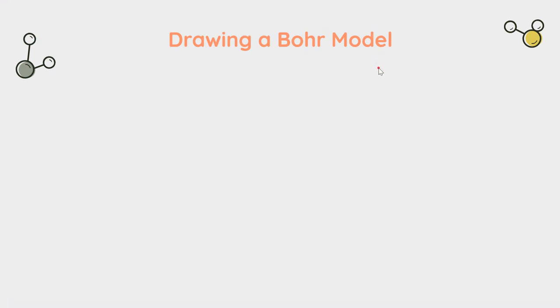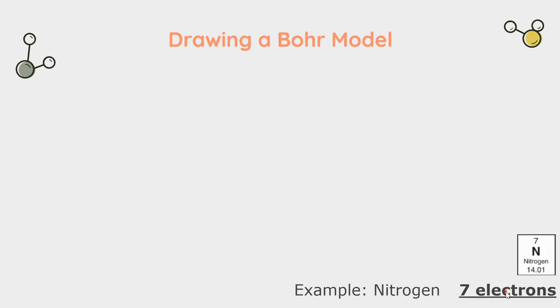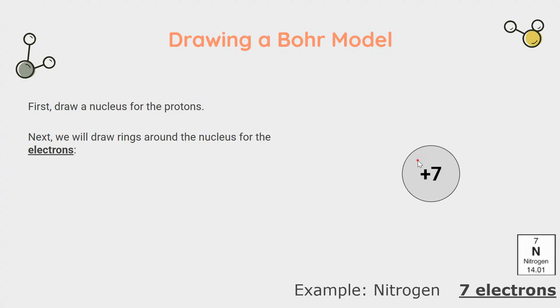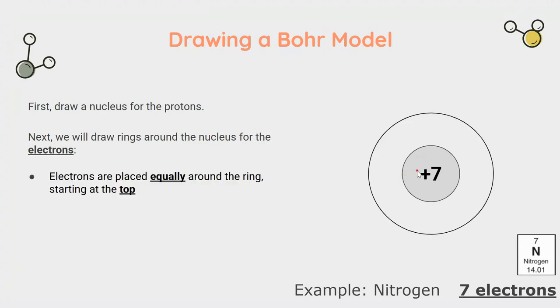All right, let's talk about how to draw a Bohr model. Let's take an example of nitrogen. If I look on my periodic table, nitrogen has this 7 up here. Its atomic number is 7, which means that it should have 7 electrons when it's neutral. I'll first draw a nucleus for the protons, draw that in the center, and I'll put a plus 7 showing there are 7 protons. I'll then give myself some rings around the nucleus for my electrons. We'll start with one ring.